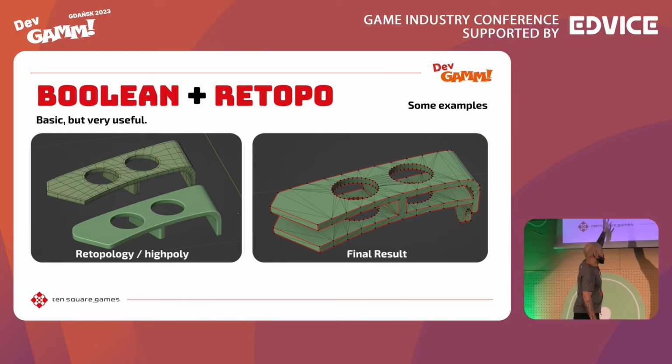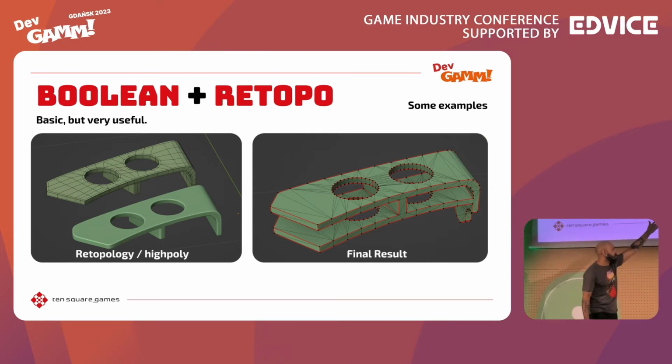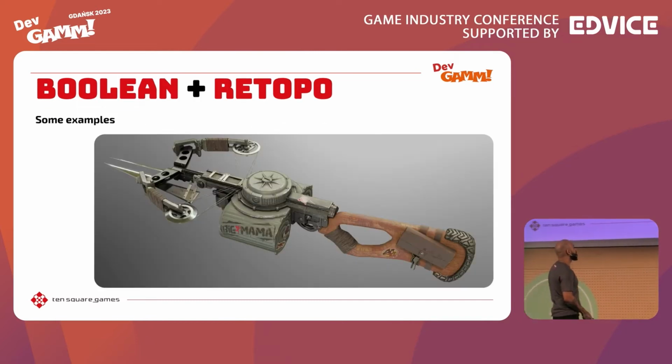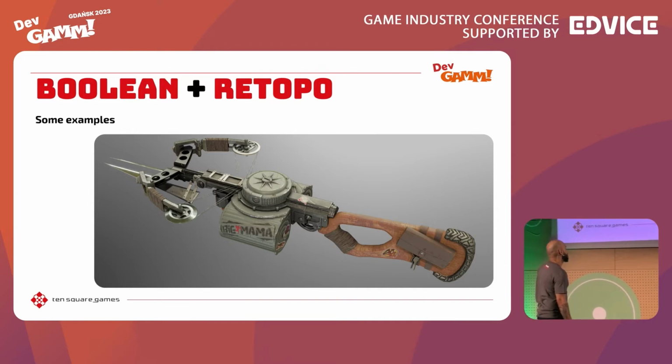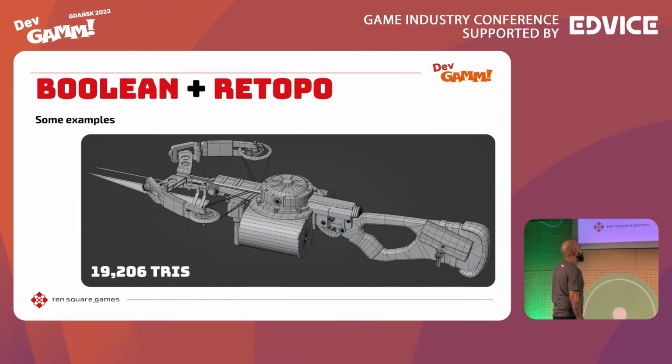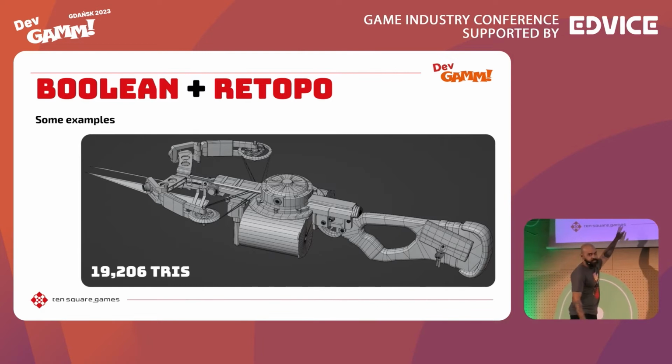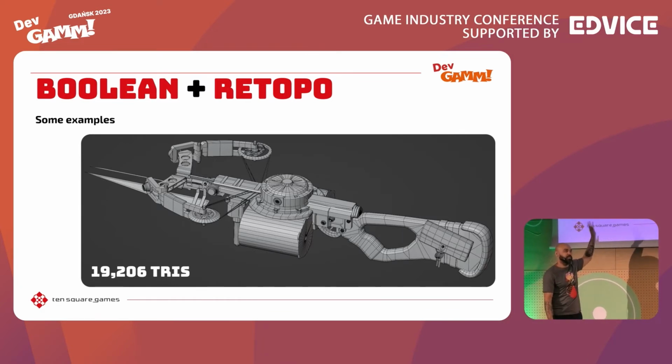The high poly, which just subdivides the mesh, and then the final mesh that goes to the game, and the final piece that we have in the game right now. And the final mesh, for this game, in case you want to know, we have between 10 and 30K triangles for the weapons.